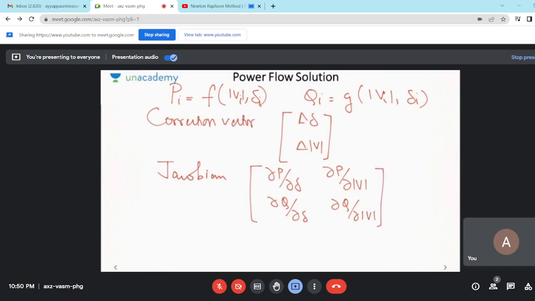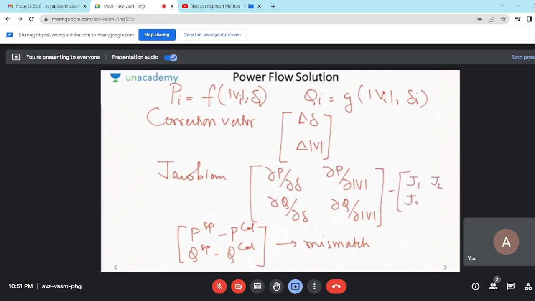And your mismatch vector will be P supposed minus P calculated, Q supposed minus Q calculated. It actually indicates error, or it is called the mismatch vector. Mismatch means the difference between the supposed value and the calculated value. Now if we wish to determine the calculated value, this is also represented as J1, J2, J3, J4, just for shorthand.